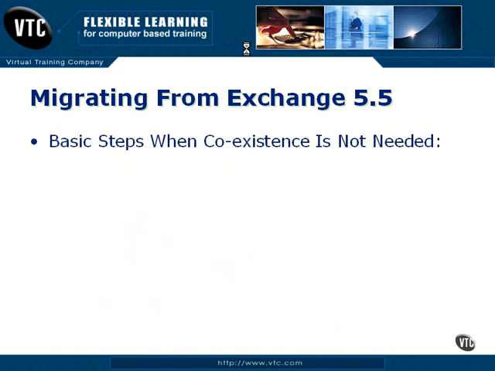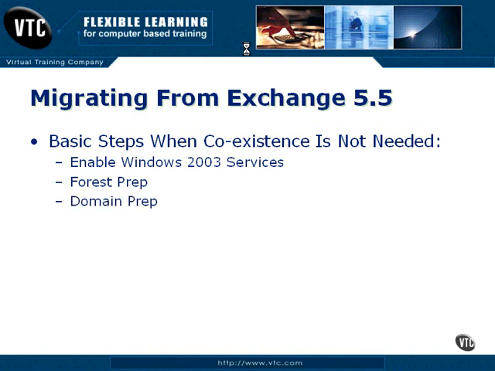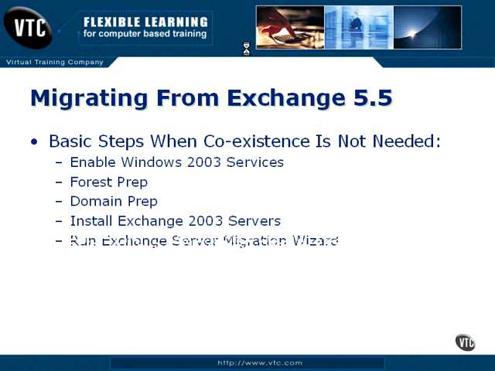Now the basic steps where coexistence is not needed. And this is where we're just going to migrate the data. We're going to set up an Exchange 2003 organization and just pull the data over and take off from there. This is going to be a basic install of Exchange 2003. So we're going to enable our Windows 2003 services on a box that has Windows Server 2003. We're going to run Forest Prep and Domain Prep. No big surprise there. We will do a full install of our Exchange 2003 server. Then notice we're going to run the Exchange Server Migration Wizard, and I'll show you this a little later.